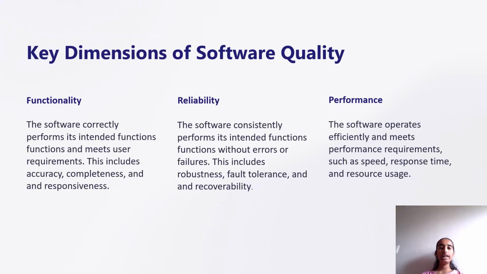So we'll move on to the key dimensions of software quality. First comes functionality. The software correctly performs its intended functions and meets user requirements. This includes accuracy, completeness, and responsiveness. Then comes reliability. The software consistently performs its intended functions without errors or failures. This includes robustness, fault tolerance, and recoverability. The third point is performance. The software operates efficiently and meets performance requirements such as speed, response time, and resource usage.